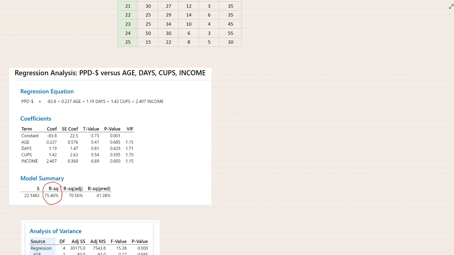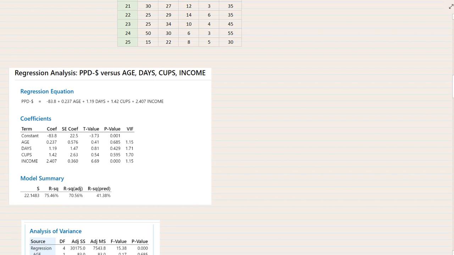R squared is 75.46, so that means 75% of variations in the price of those prepaid purchases is explained by the presence of age, days, cups, and income. Those 4 variables combined and collectively explain 75% of variation in the amount of prepaid cards purchased. And that would be for the average amount that's purchased.